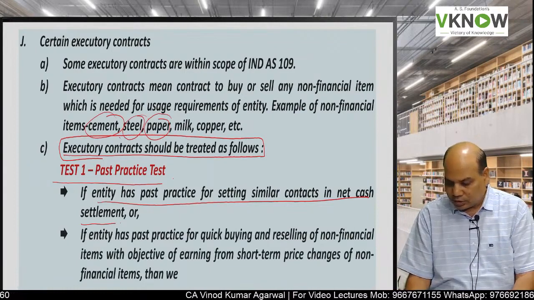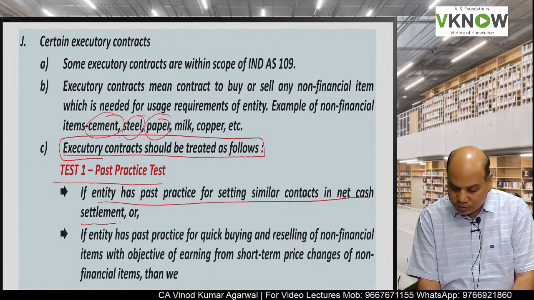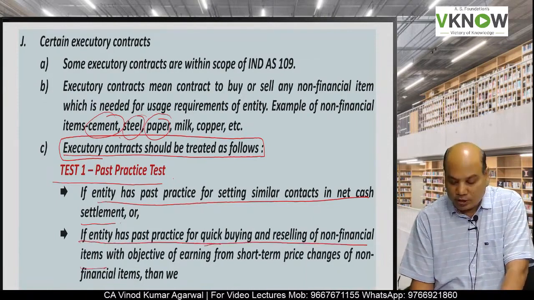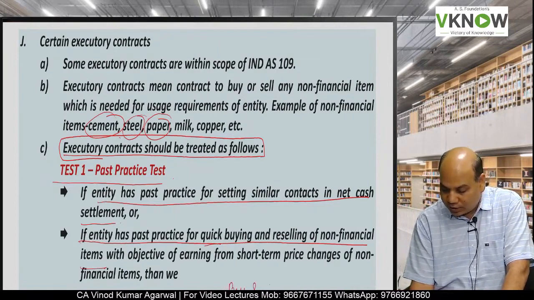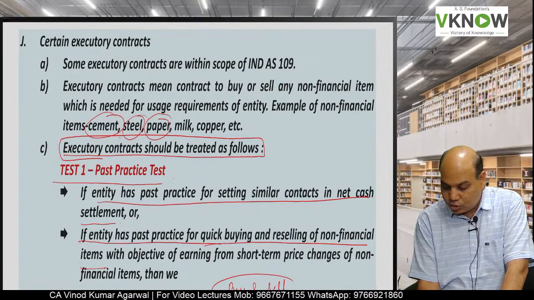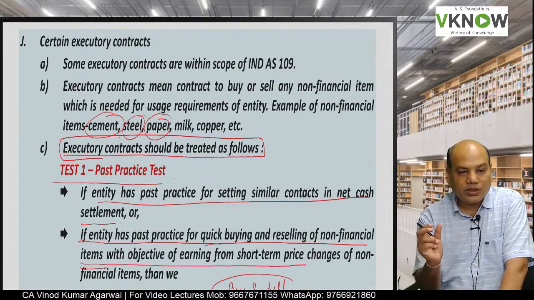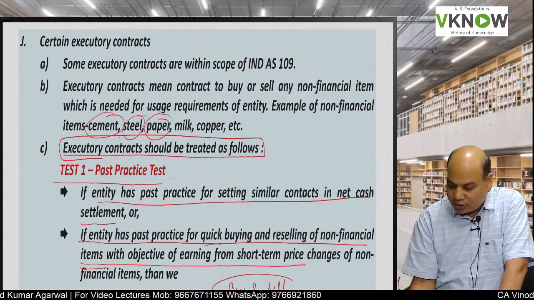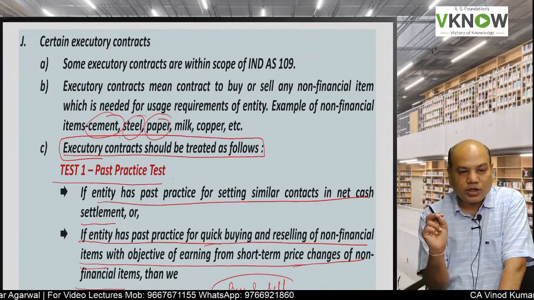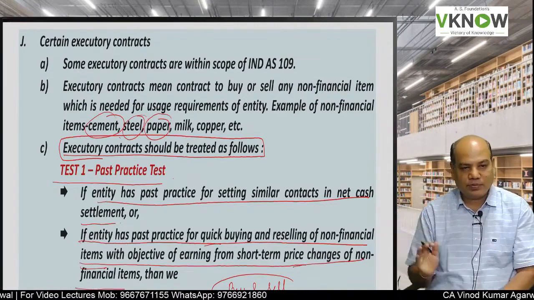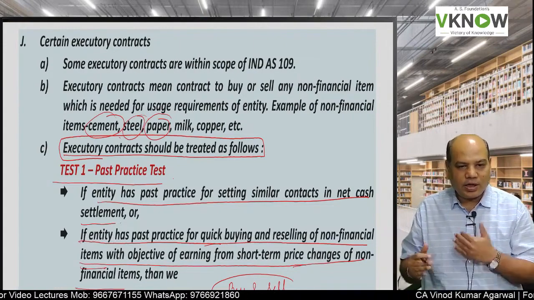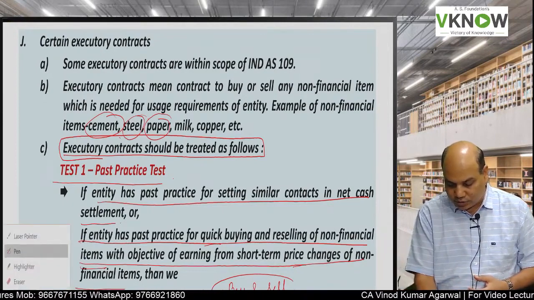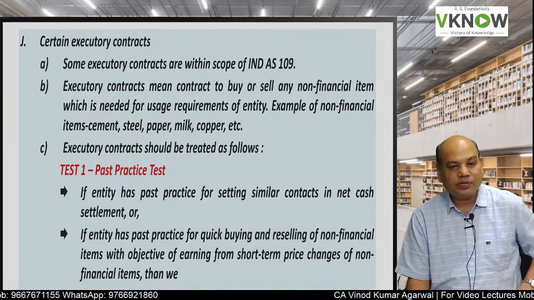Okay. Then if the entity has a past practice of quick buying and reselling of a non-financial item, the other possibility is I buy and sell immediately. There is no time gap or no major time gap between buying and selling such non-financial item. My objective is to make a quick profit due to price changes. So I buy it and I sell it and I corner the price differences. Then in such cases, the past practice test has been satisfied.